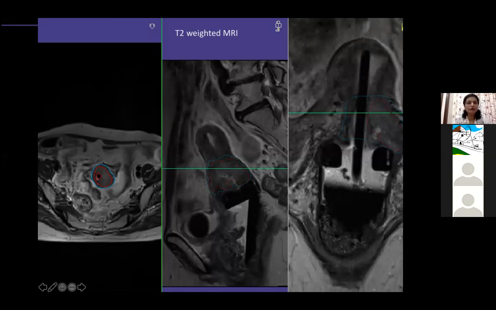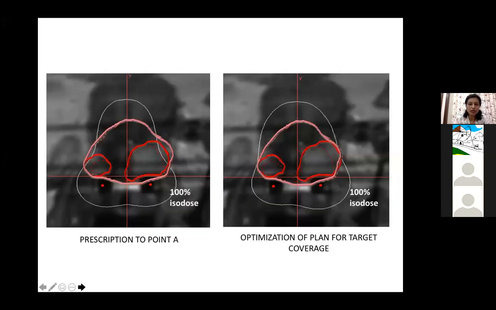Then contouring of the target is done. So we contour on the axial images, and we simultaneously evaluate our contours on the multiplanar images of sagittal and coronal sections, and then you reconstruct your contours and you draw them on T2 weighted MRI images. So like I said, the dose is prescribed to point A, and subsequently your optimization of the plan is done to conform to the target and to ensure an adequate coverage of the HRCTV. So what you're seeing in pink is the HRCTV, and you started from normalization at point A, and then the optimization has been done to cover this target.